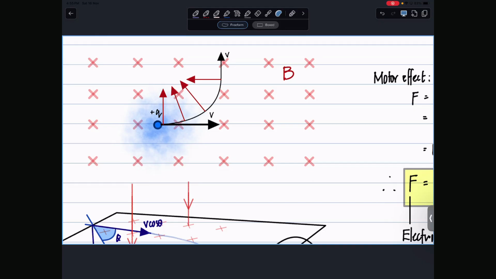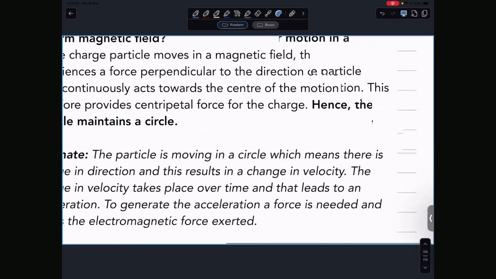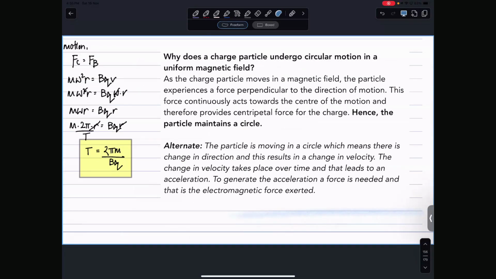I'm not a fan of this answer. It's difficult to get the marks. If you go the other way, there's a proper sequence to it: change in direction, change in velocity, acceleration, force. This is the force, right? I think that's the better way. You can give both, and some students want to do it the alternate way, but I think the first one is the more natural way of answering.